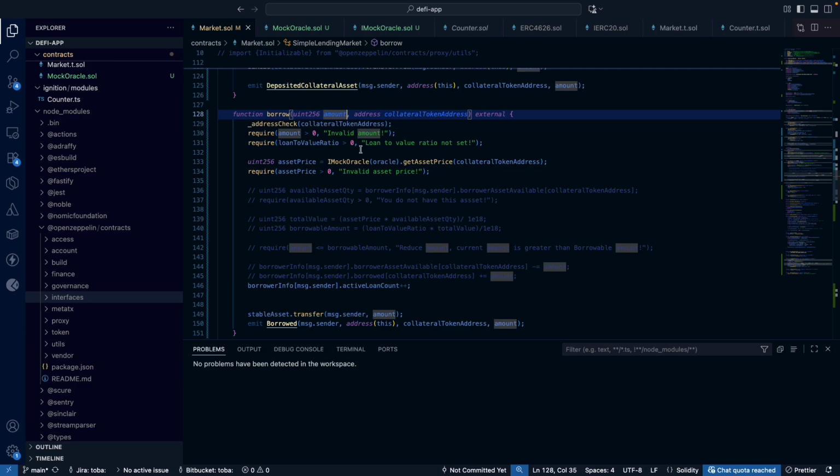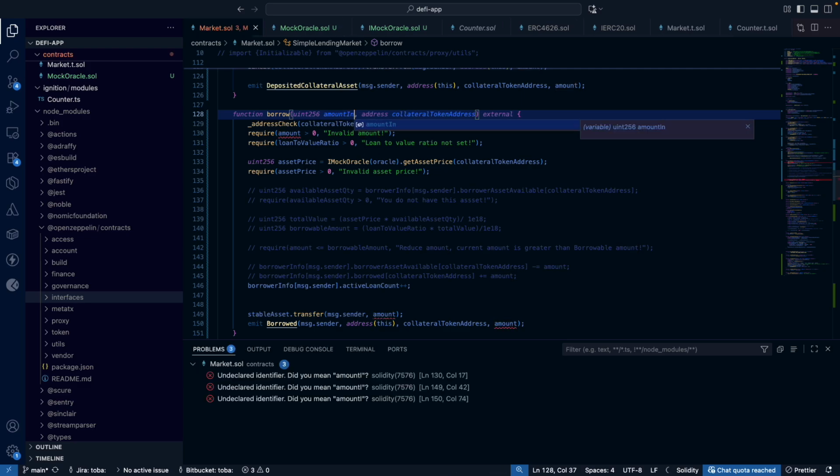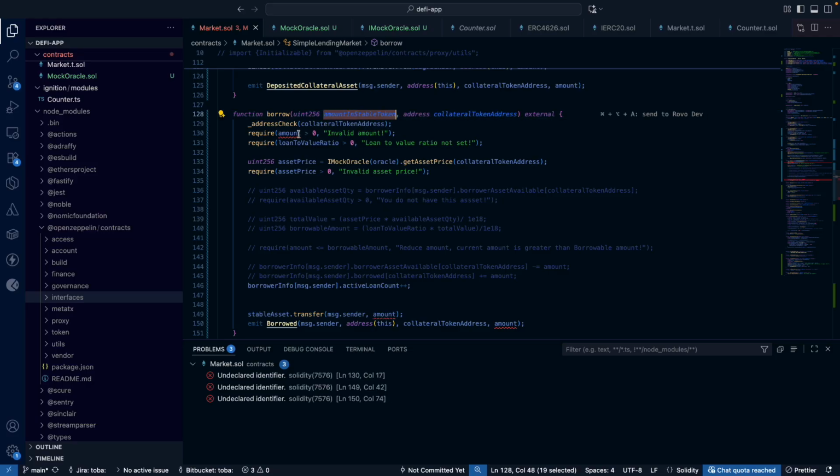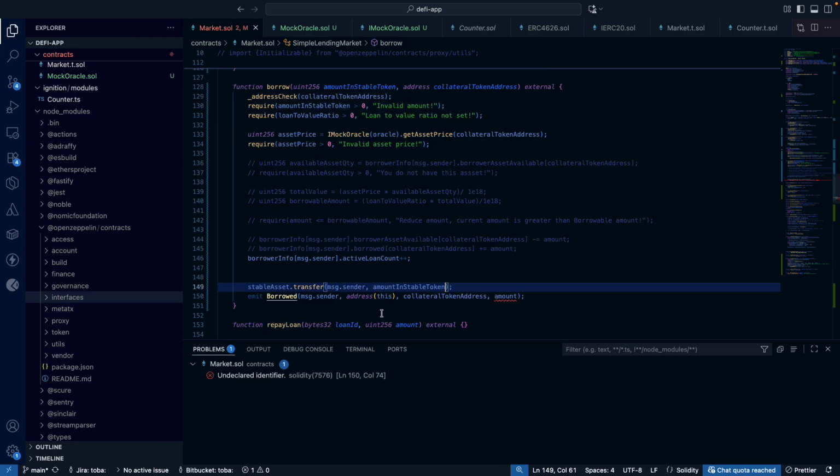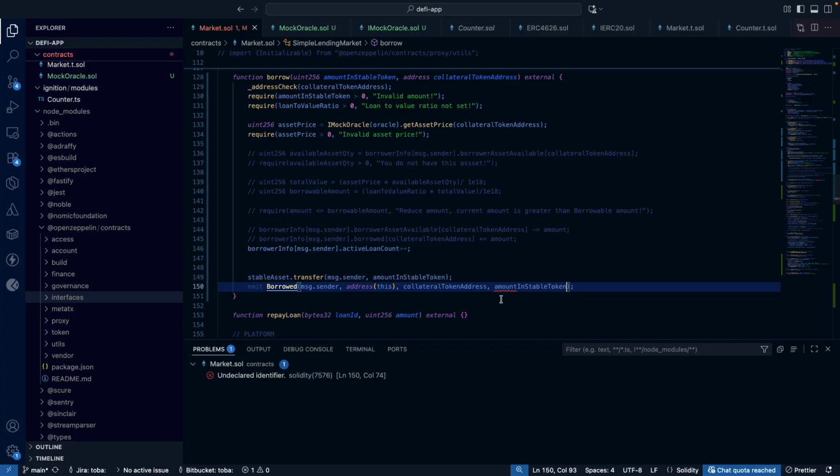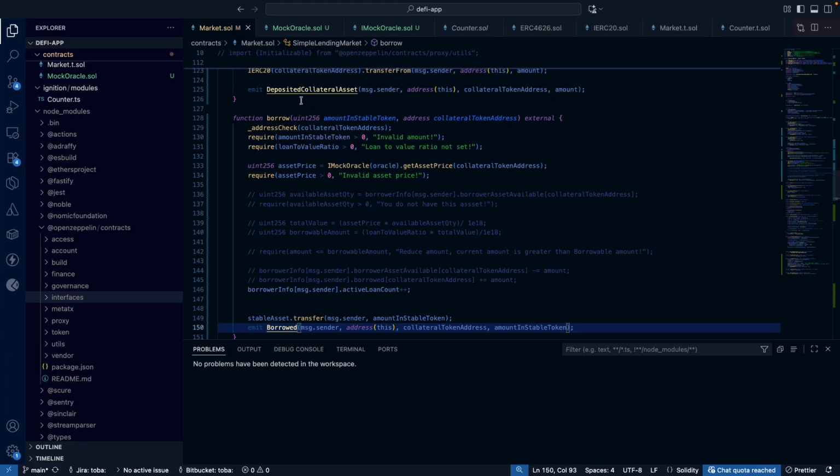I think I should probably say this. This is amount in USD, amount in stable token. Yeah, actually, let's call it amount in stable token. All right, so this is our borrow function.